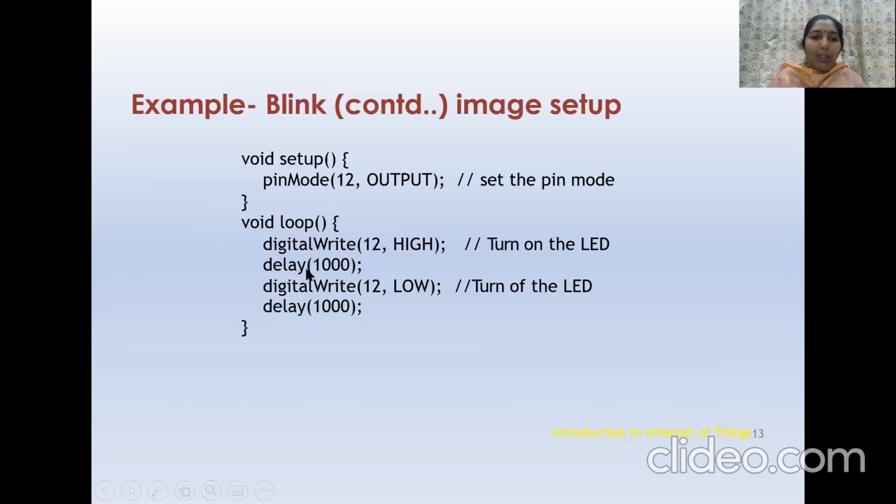As I already told, delay accepts an integer value in terms of milliseconds. Here 1000 refers to 1 second. So after you turn the LED on, it waits for 1 second. After that, you pass through this loop. That means we can observe the difference between the HIGH state and the LOW state. And all these statements are written in the loop part.